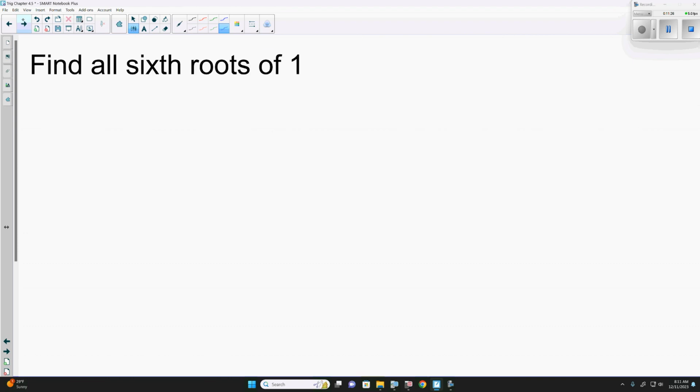Find all 6 roots of 1. Well, n is 6. k is 0 all the way to n minus 1. So that means we'll have 0, 1, 2, 3, 4, 5. We're going to do this 6 times. Now we still need r and theta.